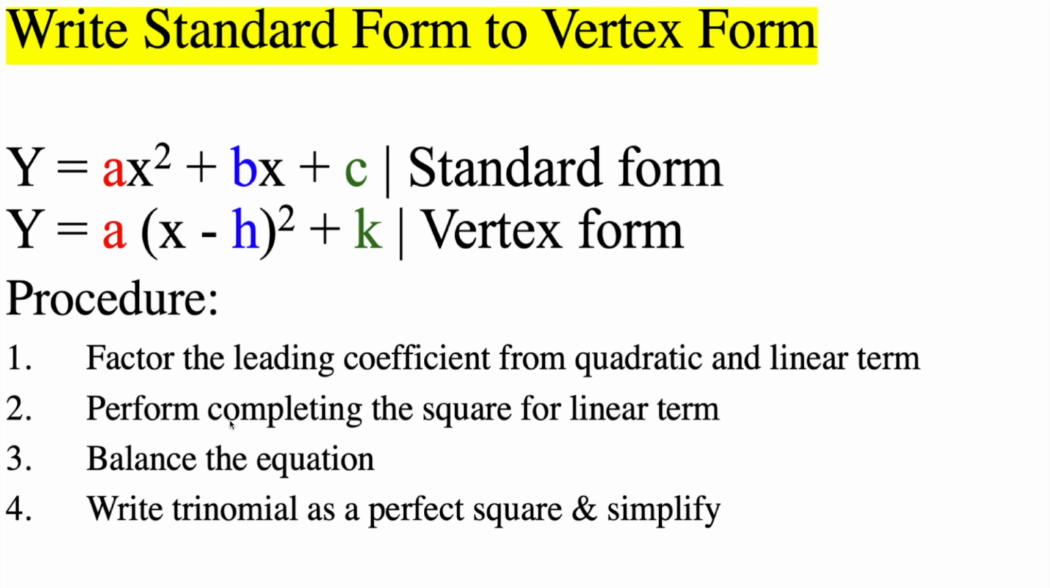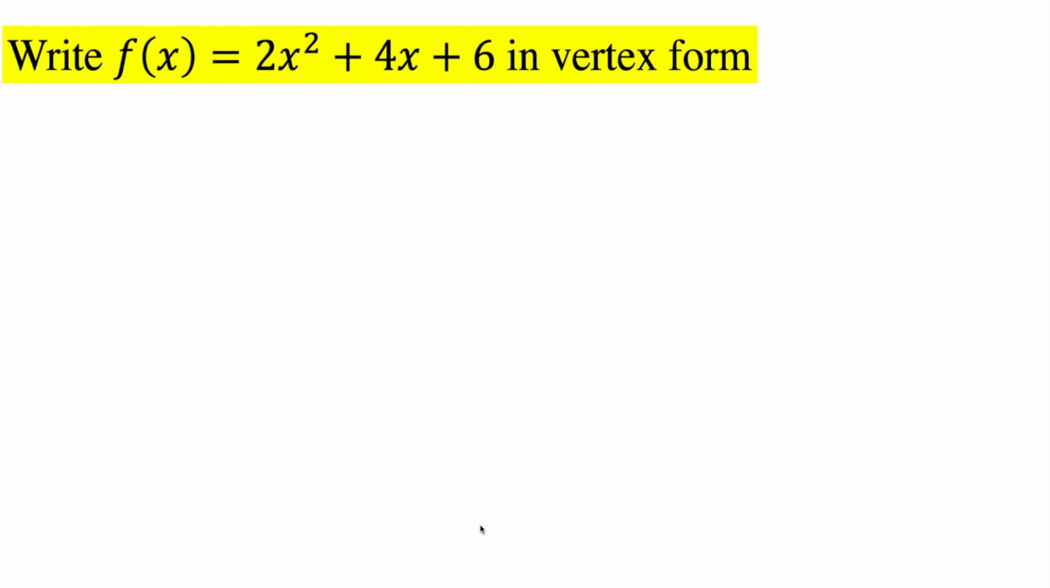Step 2 says perform completing the square for a linear term. Step 3 says balance the equation. And then step 4 says write trinomial as a perfect square and simplify. So let's begin. Step 1 says factor the leading coefficient from quadratic and linear term.